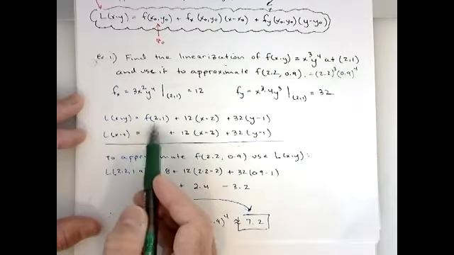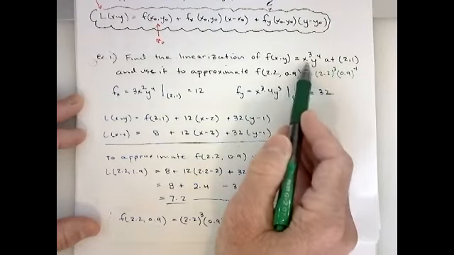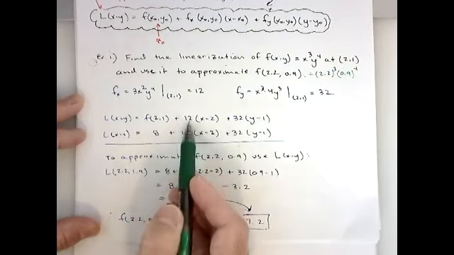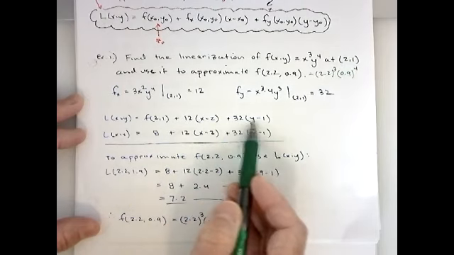So my linearization formula is f of (2, 1), which you just plug in here: 2 cubed times 1 to the fourth, that gives me 8, plus 12 times x minus 2, plus 32 times y minus 1.